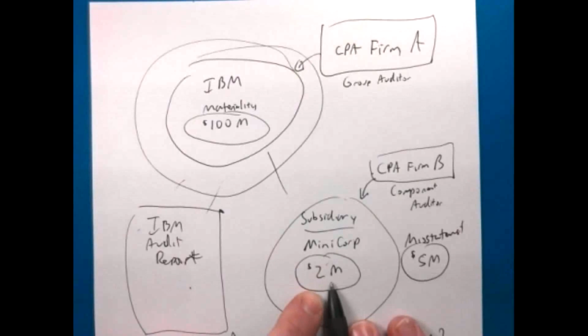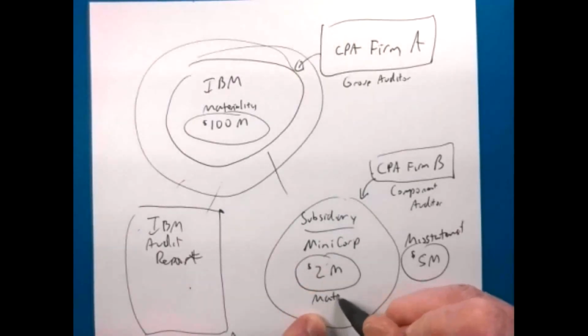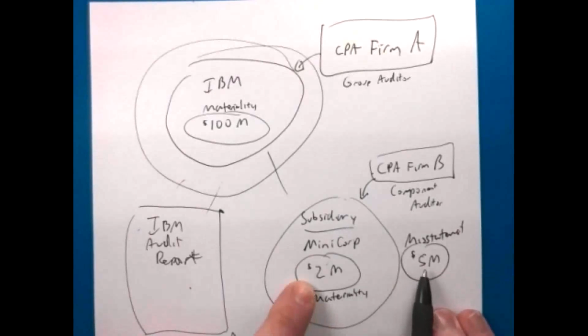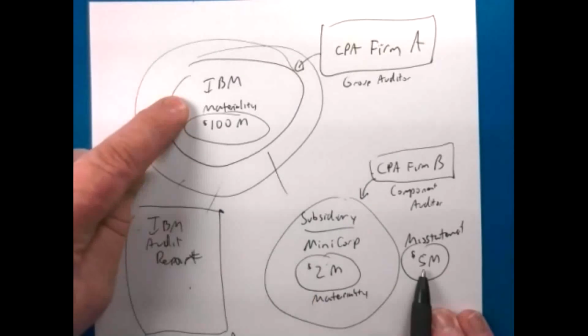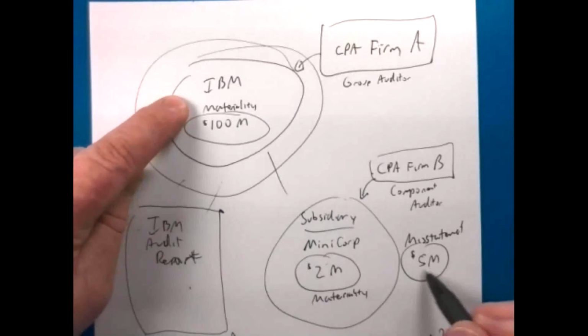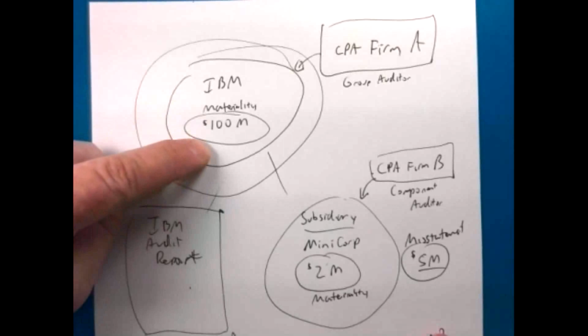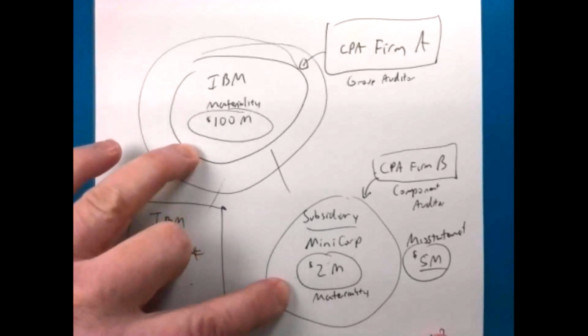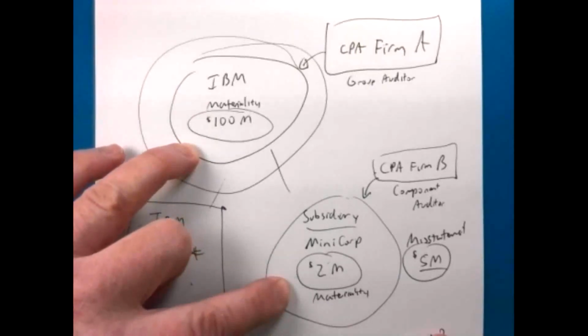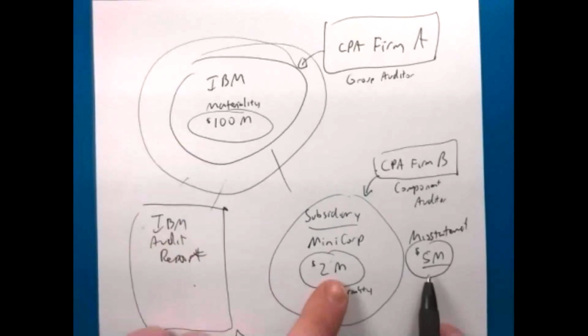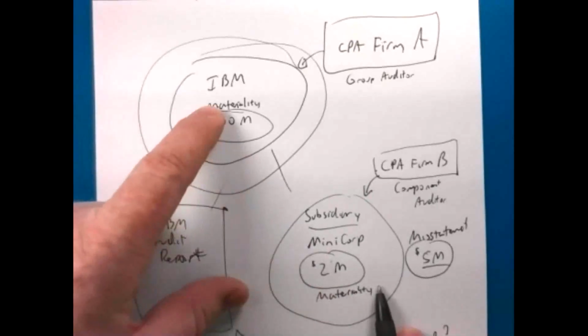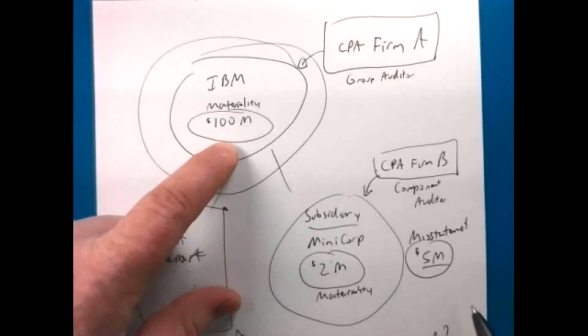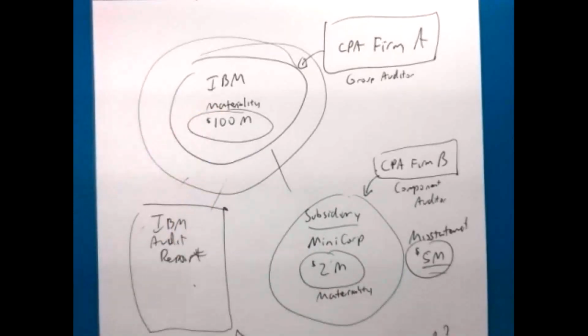We're saying materiality is 2 million. They may get an adverse opinion. IBM may not get an adverse opinion because $5 million is not material to IBM. So these two will have different amounts of materiality. And again, even if they have an adverse opinion down here, it may not have any impact up here. 5 million is not material to it. All right. Enough of that talking and stuff.